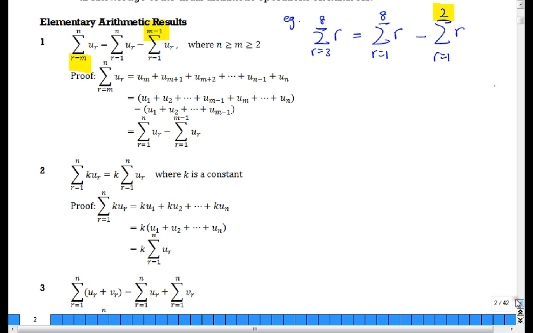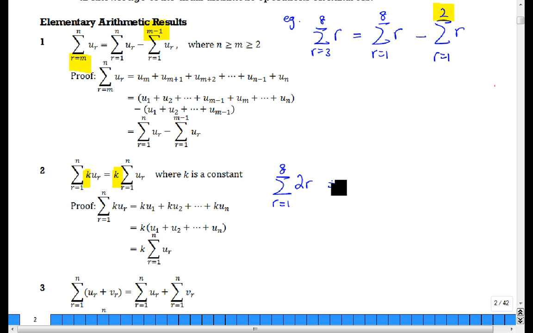Next. Result number 2 is essentially factorizing the k out of the summation sign, where k is a constant. Now, what do I mean? I give again another example. If I want to sum from r equals 1 to 8 of 2r, if you include a 2 in the summation sign, then it must be 2 plus 4 plus 6 plus 8 all the way to 16.